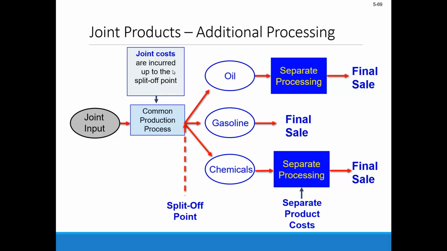In that setting, we incur some cost up to the split-off point when those things start to be able to be recognizable as different products. We refer to those as joint costs. Then again, sometimes these particular products that come out of that common process can either be sold right here after that split-off point, or maybe they can undergo some separate processing that leads to a new product that's the one that actually gets sold. If we have additional costs associated with that, we're just referring to those as separate product costs. And we're saying maybe this additional processing incurs some additional cost to get it ready for its final sale.